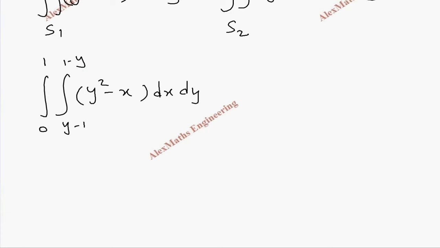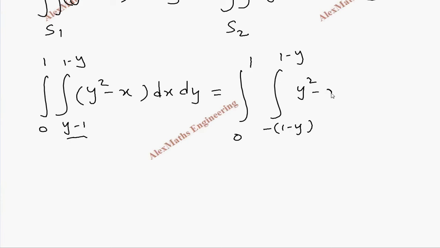This one we can rewrite, that is integral 0 to 1 integral, we can take the minus sign common, so minus of 1 minus y to plus of 1 minus y. So the reason for writing this is to make the integration easier. We can apply the property.